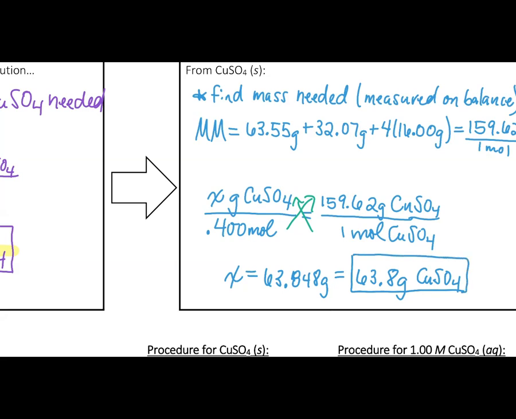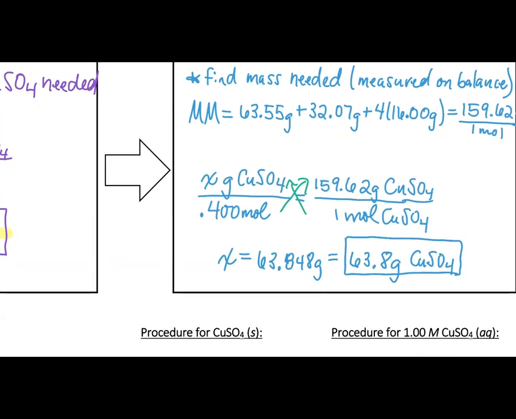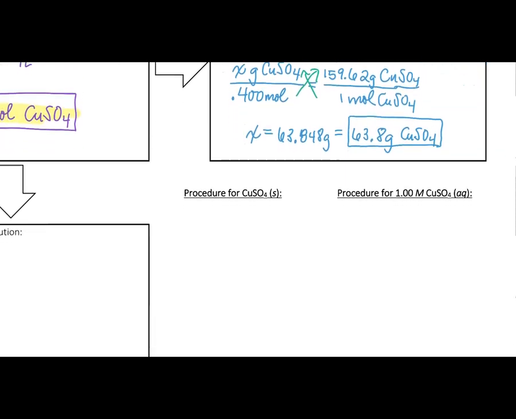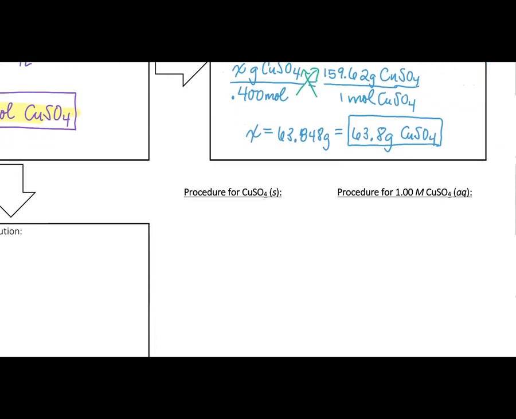So if we're going to make this solution, let's go down to this next piece underneath here and talk about a procedure for this. In order to make this 800 milliliters of 0.5 molar copper 2 sulfate, we're going to have to start by measuring that 63.8 grams of CuSO4 solid using a balance.